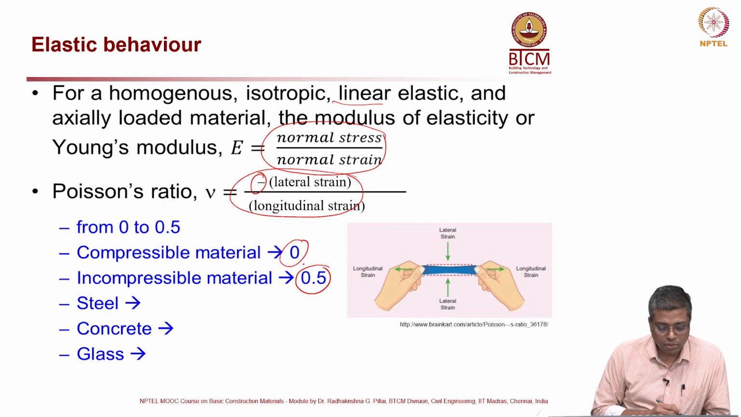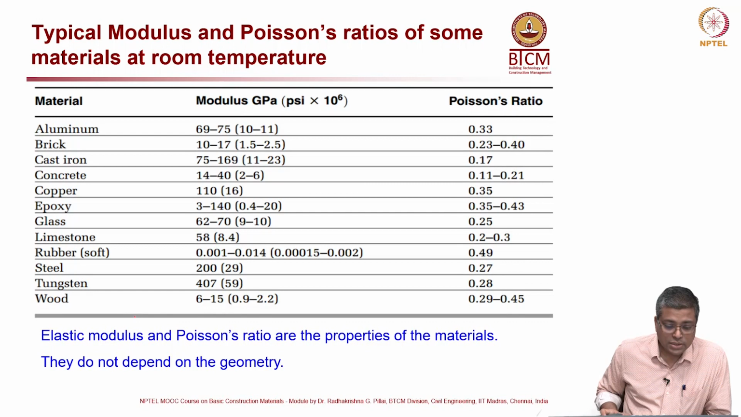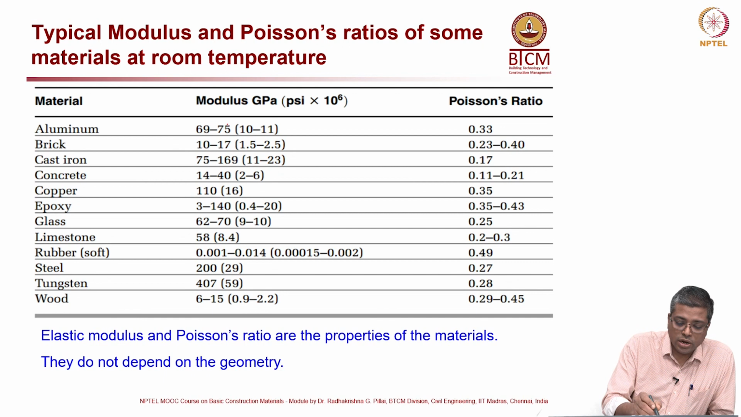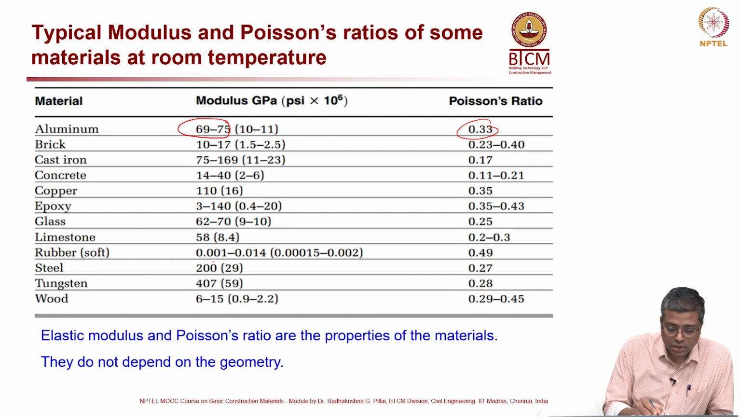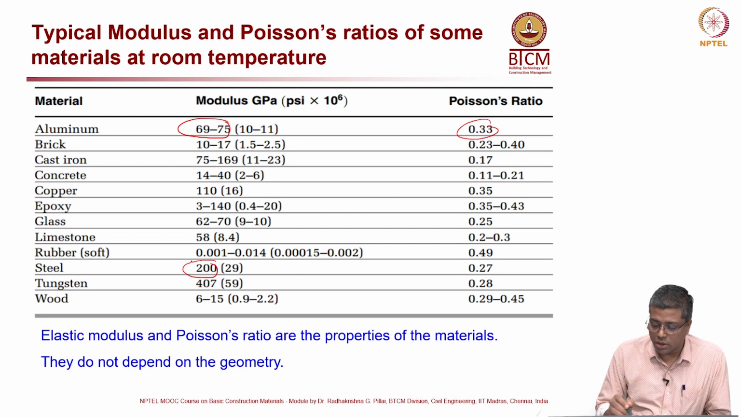Now, we can look at how these numbers are for steel, concrete, glass, etc. Here is a table which shows the range of Poisson's ratio and modulus for various materials. You can see aluminum modulus ranges from 69 to 75 GPa, whereas Poisson's ratio is typically 0.33. In case of steel, the modulus is about 200 for most steel, and Poisson's ratio is 0.2.